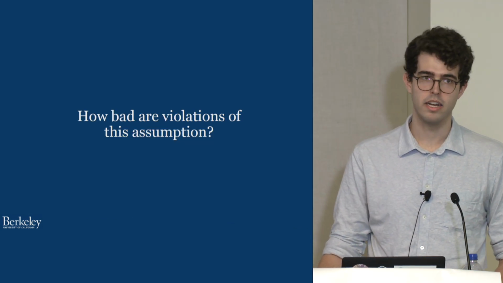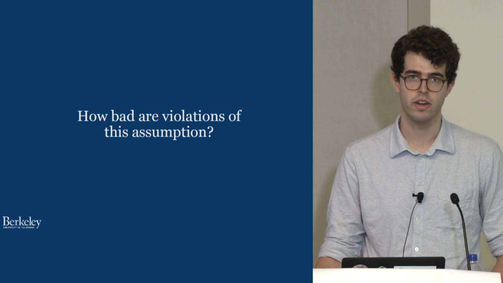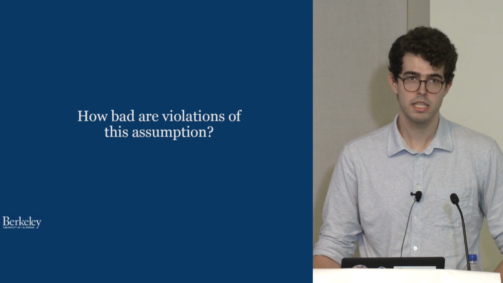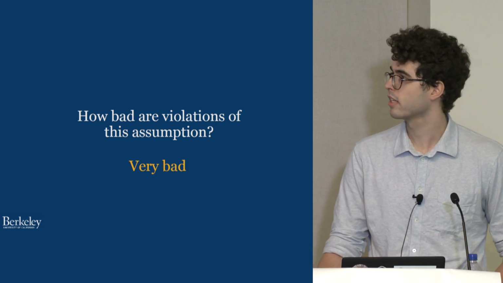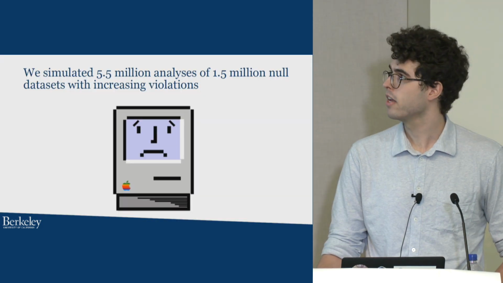So let's talk about how bad violations of these assumptions are. So there's a lot of cases in statistics where it's actually not that bad to violate some of the assumptions of a regression model. And it's possible Poisson could be one of these cases. It turns out it's not. It's actually very, very bad to violate these assumptions.